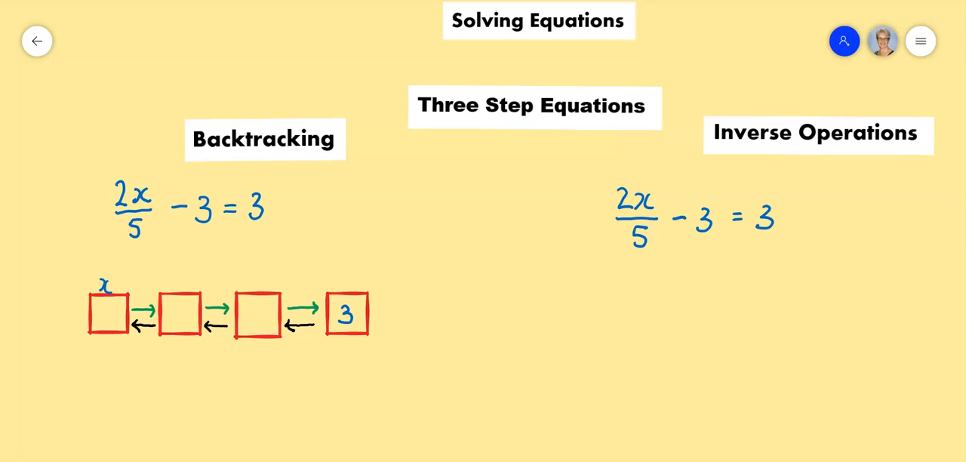Let's try another equation. 2x over 5 minus 3 is equal to 3. Now, the first thing that we do to our unknown variable is we times by 2. We can see that here. The next thing we do to it is to divide by 5. The last thing we do is we minus 3.